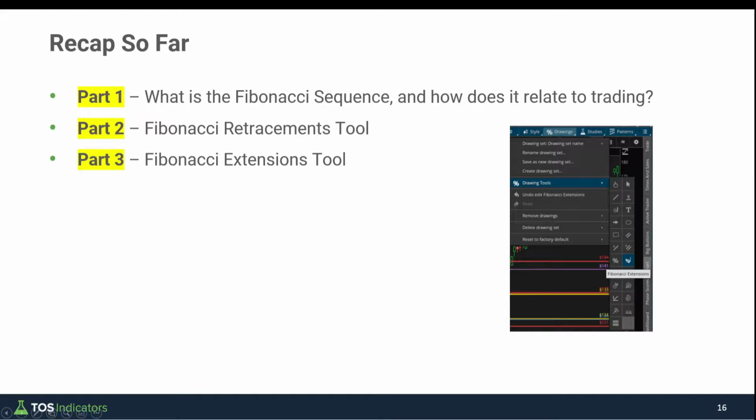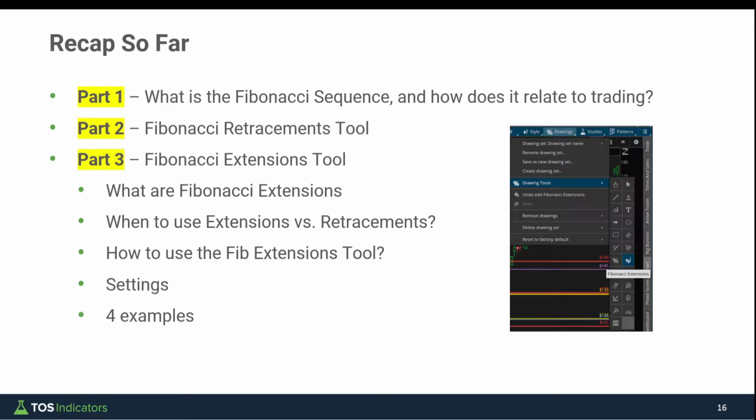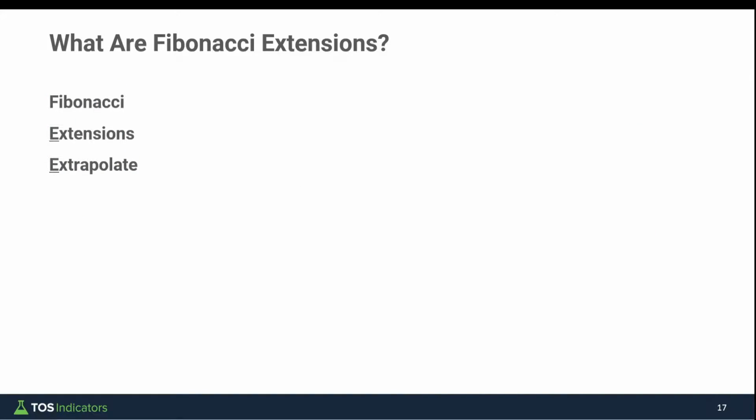Now by the end of this video, my goal is for you to have a good understanding of what Fibonacci extensions are, when to use this tool versus the Retracements tool we talked about in the previous section, how to use the Fibonacci Extensions Tool, what settings to have so you can get the most out of this tool, and then finally practicing it on 4 different charts for 4 different examples, so some real life scenarios. Now let's get started with first understanding what Fibonacci extensions are before we start using it on our charts.